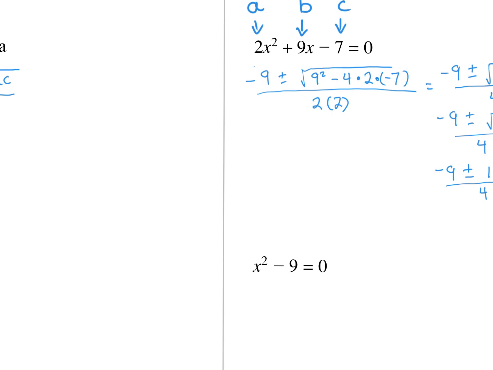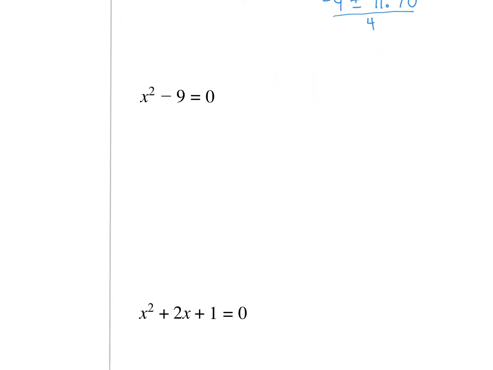Let's do another example. Here, x squared minus 9. So this is A. A here is 1, because it's an imaginary 1 that we don't see. We don't have a b. B is next to an x. There isn't a number next to the x. So b in this case is 0. And our -9 is c.